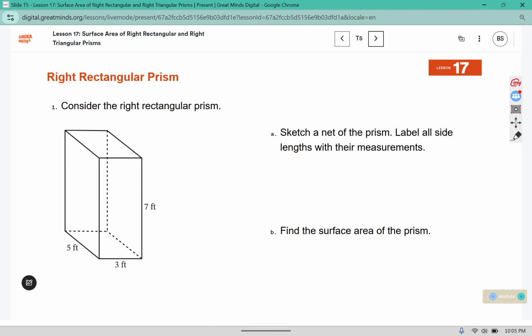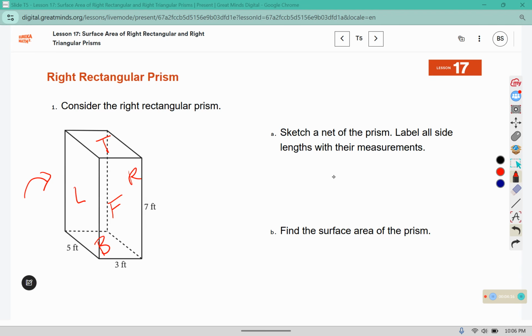Consider this right rectangular prism. Sketch a net of the prism and label all side lengths with their measurements. So a net is like if you were to unfold all of the sides. I like to label my net to help me. I'm going to call this the front, this side the left, this piece over here will be the right. We also have the top, the bottom, and then a piece on the back.